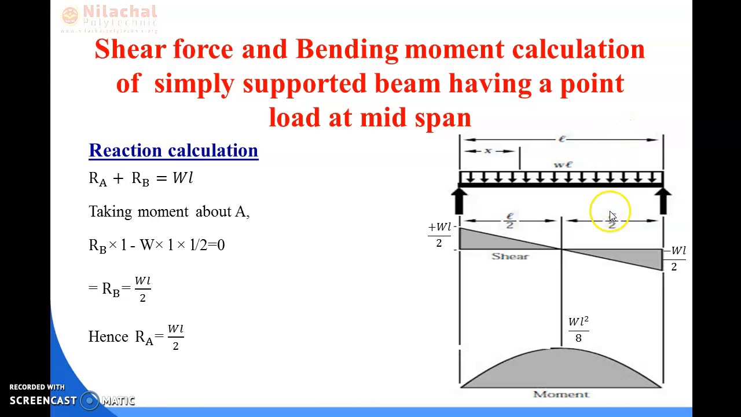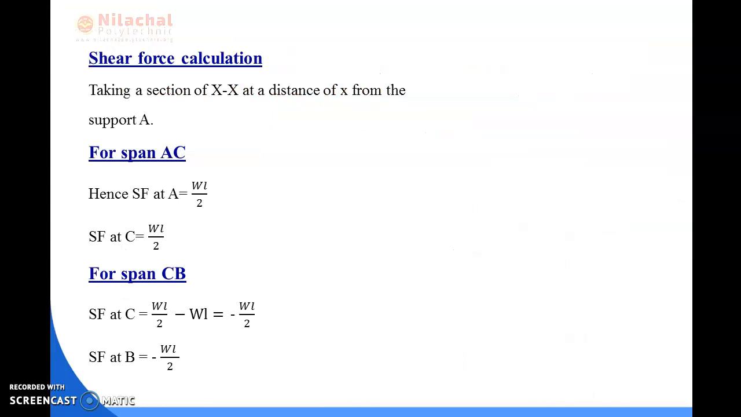if we draw a section here, then the UDL will be at the left side of the section and downward in direction. So according to the shear force sign, it is negative in nature. By deducting WL from WL by 2, we will get the value of shear force at C as minus WL by 2. Then this shear force at point C is continuing towards the point B, which is minus WL by 2 again. So in this way, your shear force calculation is over.